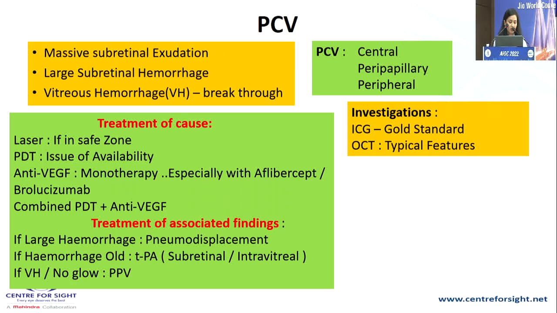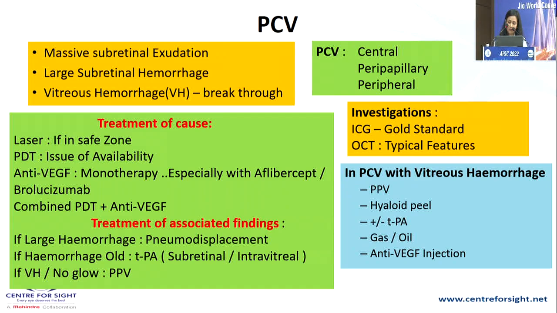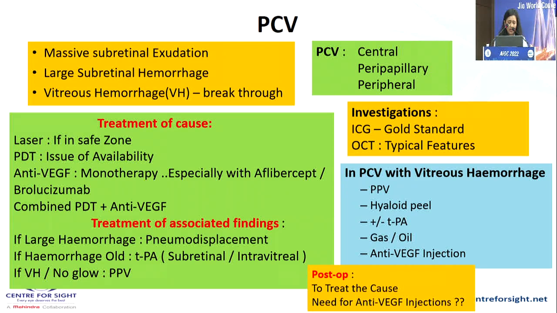An old hemorrhage would require a tissue plasminogen activator injection alongside, and if there is vitreous hemorrhage, we may need to do a PPV with a hyaloid peel with or without the injection. However, post-operatively, do we need to treat the cause, and how?